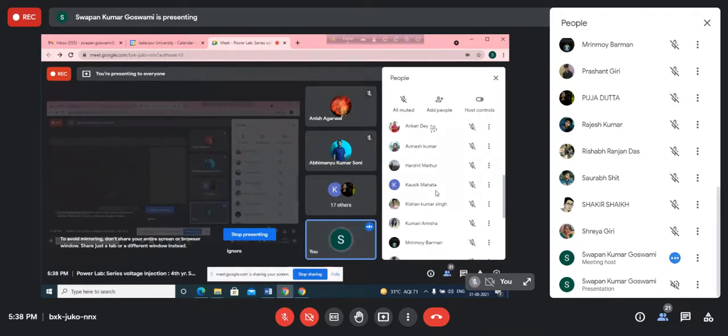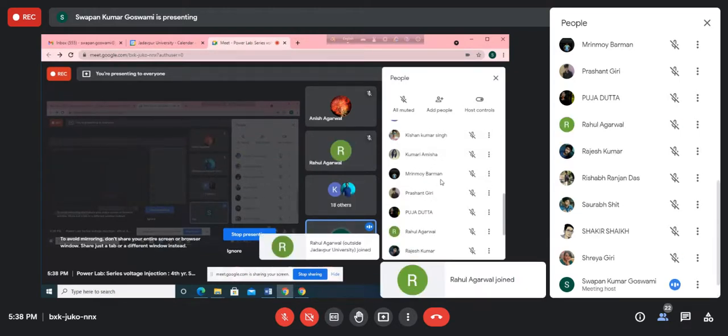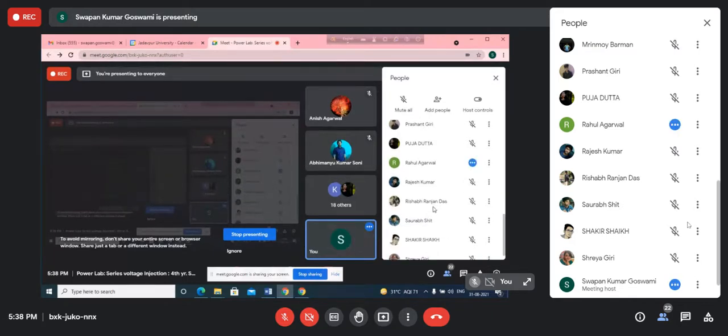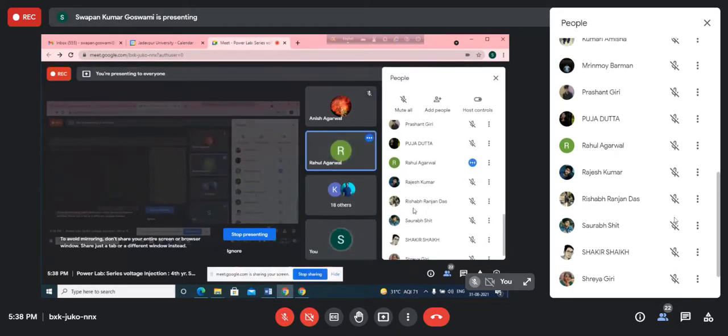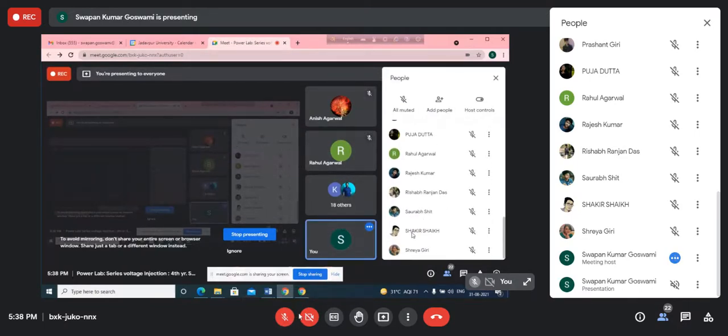Kaushik Mahata also present. Kishan Kumar Singh is present. Kumari Amisha is present. Mrinmoy Barmon present. Then Prashant Giri is also present. Pooja Dotto is present. Rahul Agarwal present. Present, sir. Acha, then Rishabh Ranjan Das is also present, I think. Saurabh Sheet. Then Shakir Sheikh is present and Shreya Giri.